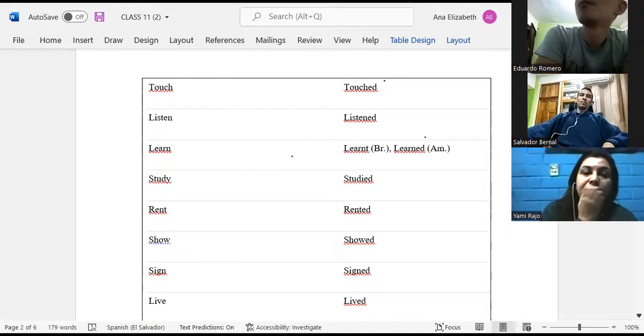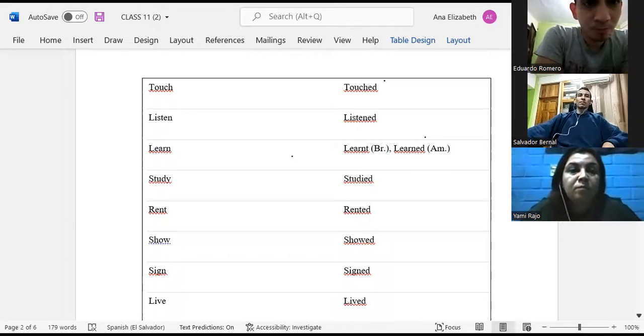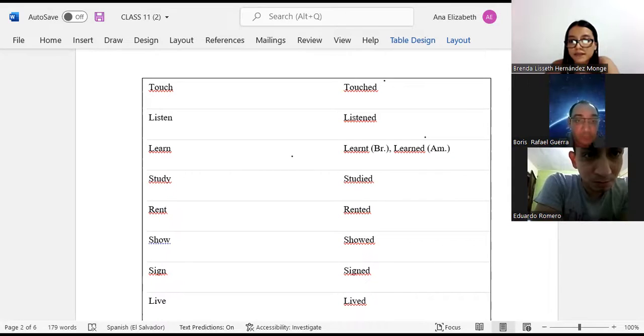Excellent. Y no se me olvida, al final van a participar los que no han participado de ayer. Así que los que no participaron ayer, no se me vayan a salir. Que ya sé quiénes son.